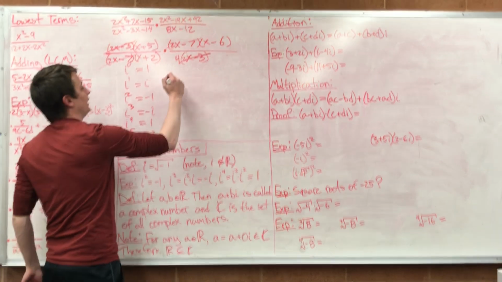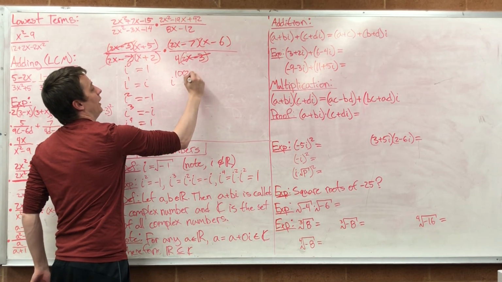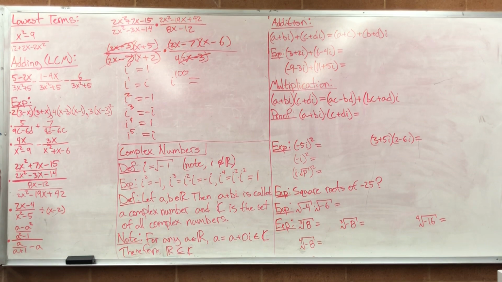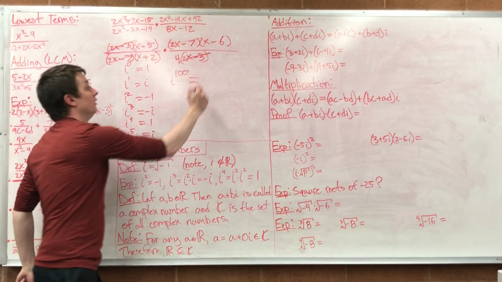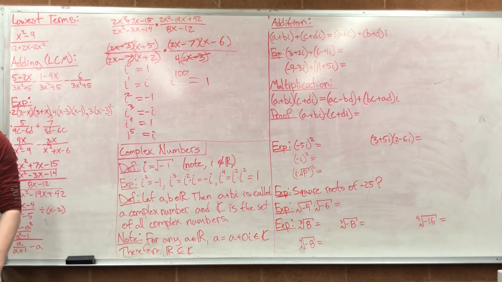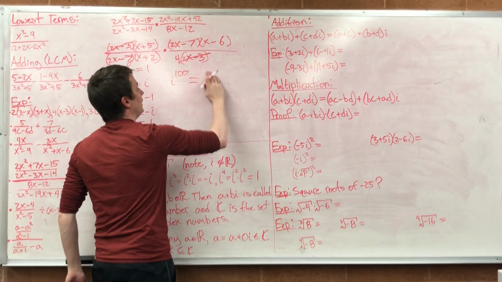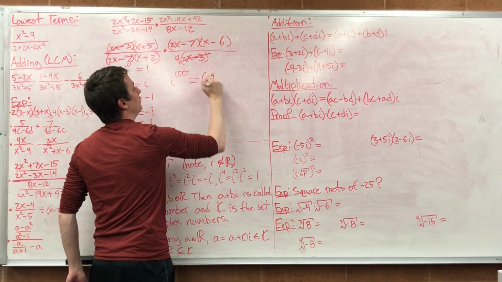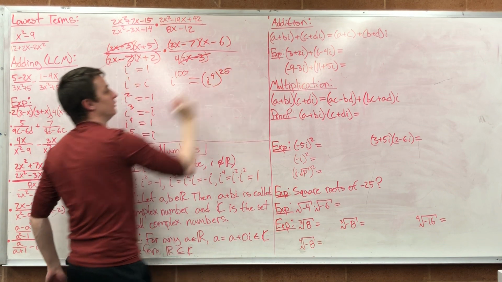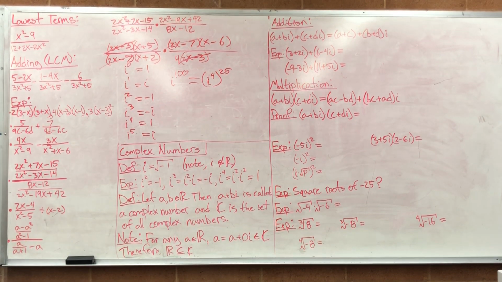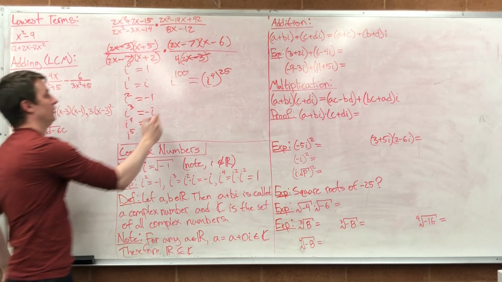So when I see something like i to the 100, I instantly know that's equal to 1, because 100 is a multiple of 4. This is the same thing as i to the 4 to the 25. It's also a multiple of 2, and an even power like that is real. Alright? Let's try another one.